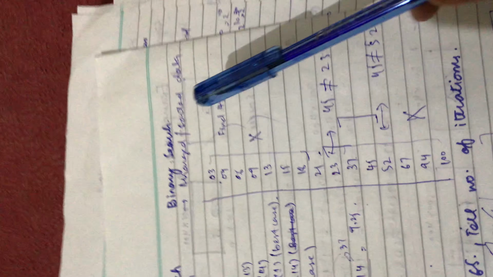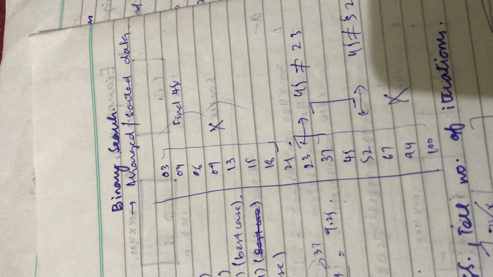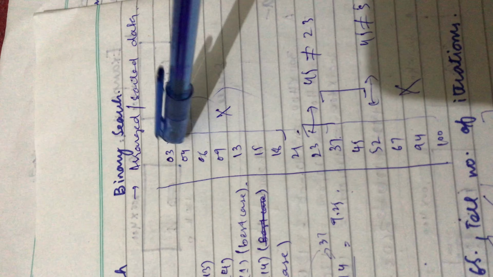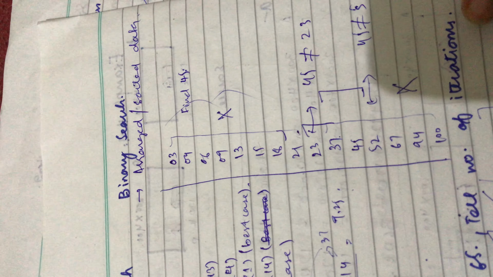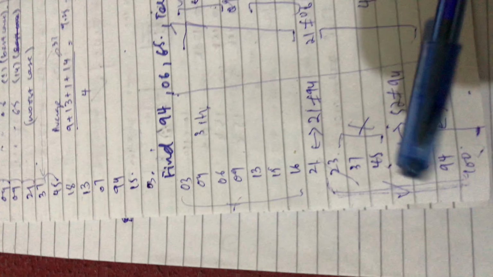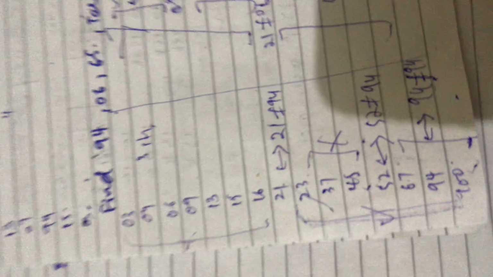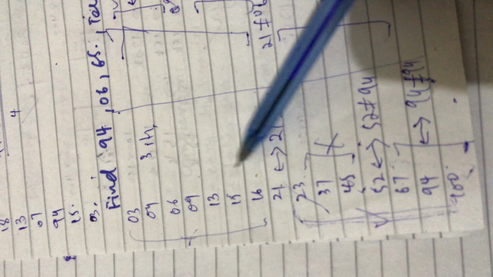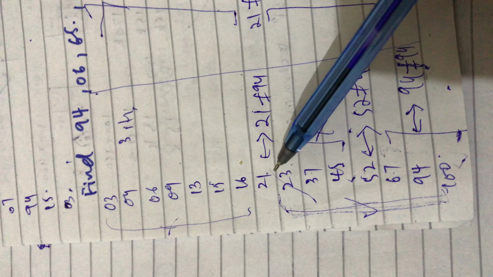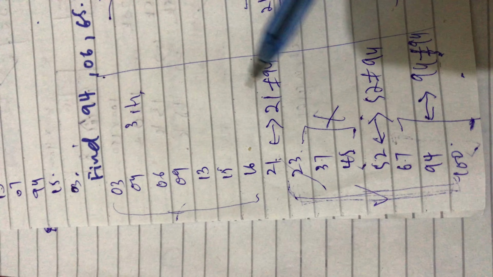So the second method is the binary search. I think binary search is more interesting and easy because in the binary search we are given sorted data. For the first step, for example, we have to find 94 out of this data. Then the first step will always be to compare the desired value with the centermost value of the given data. Here the centermost value is 21. We will compare the 21 with 94.